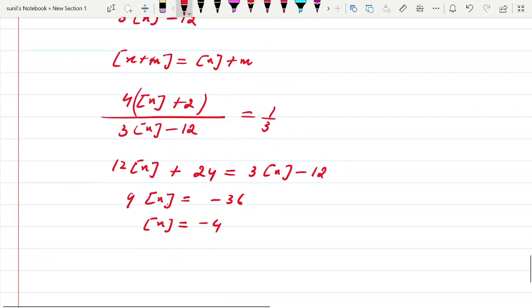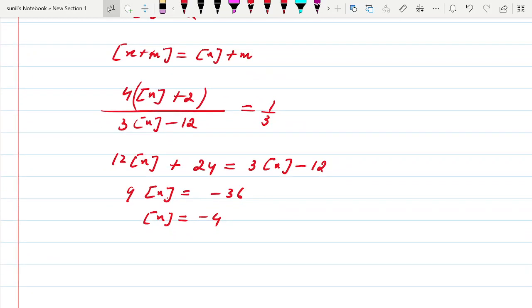Now if it is minus 4, then what can I say about it? My x will belong to the interval closed at minus 4 and open at minus 3.